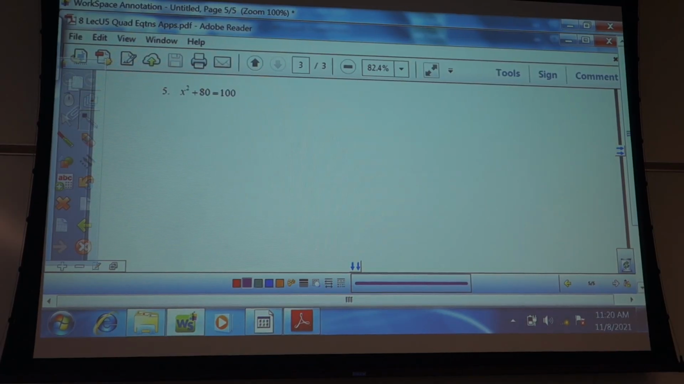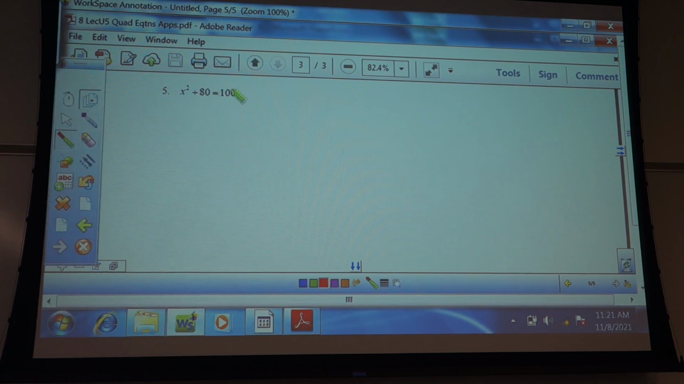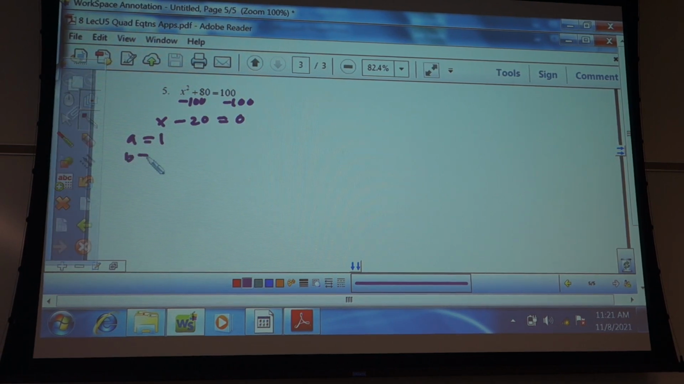Move on. So here we've got, so again, the first thing you want to do is you need to have it equal to 0. We've got to subtract 100 from both sides, right? Because it always has to equal 0. So I'm going to subtract 100 from both sides. Minus 100. So then we'll have x squared minus 20 equals 0. So now we know that our a is 1, our b is 0, there's no b factor, and our c is negative 20. I think all of you have gotten to that point.